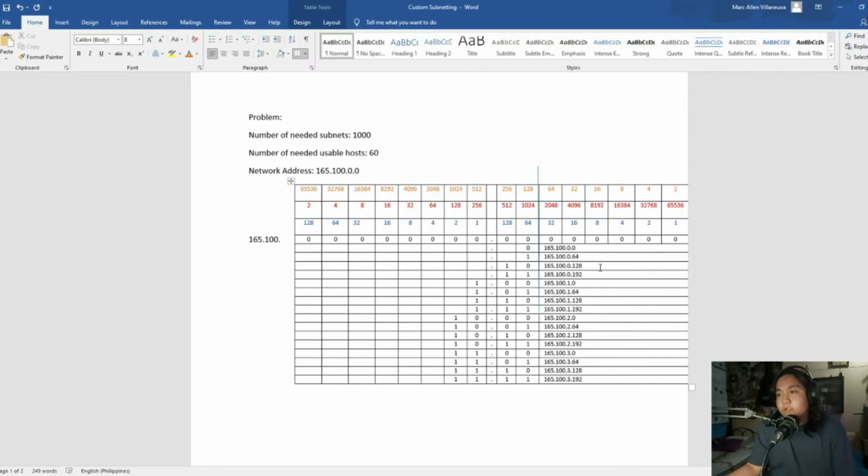So we are back. As you can see, I've finished writing everything. Now the next thing we need to do is to write the IP address before the next IP address. Since it is 64, we need to write 165.100.0.63. We do the same until the end.